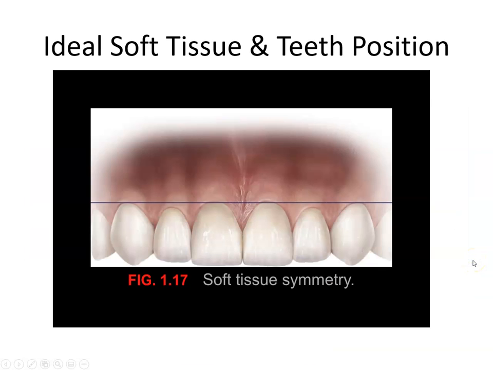Now, if we look further, the next line on our ideal soft tissue and teeth positioning is the top line, which connects the gum heights. You can see that in an ideal smile line, the soft tissue symmetry should be where the canines, the centrals, and the canines are the same, and the laterals are slightly lower. Just like they're higher on the bottom, they're slightly lower on top.